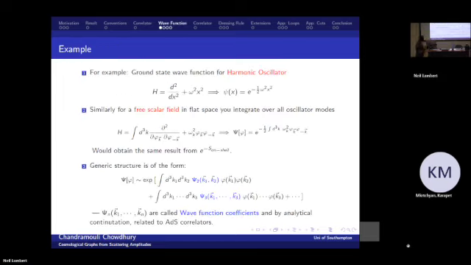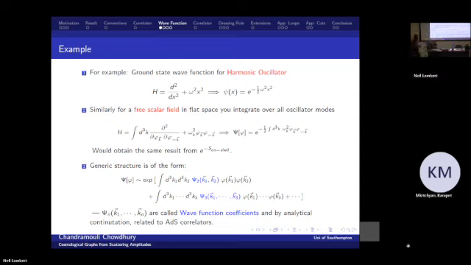Right. Very good. So just to give you an example of what this path integral computes, if you were to do this for a harmonic oscillator, you would use the Hamiltonian of this kind, and as you all know, the ground state of a harmonic oscillator is the Gaussian, which looks like this. You could repeat this for a free scalar field. You have a slightly more complicated Hamiltonian, but your ground state still looks like a Gaussian, but now you have to integrate over the energy modes.